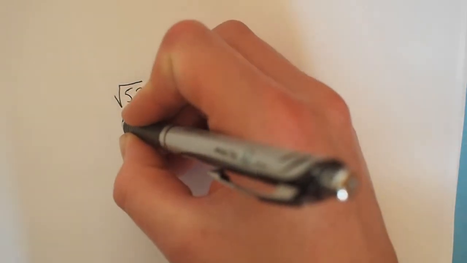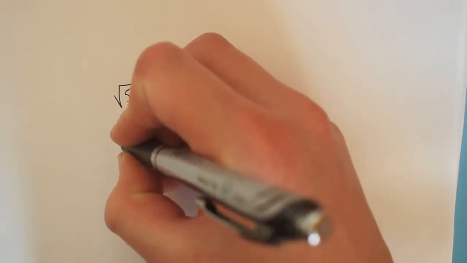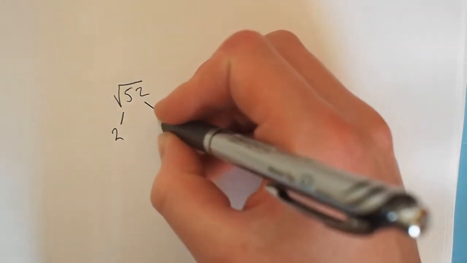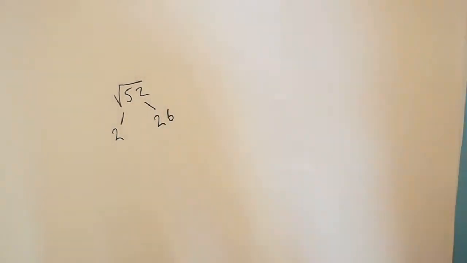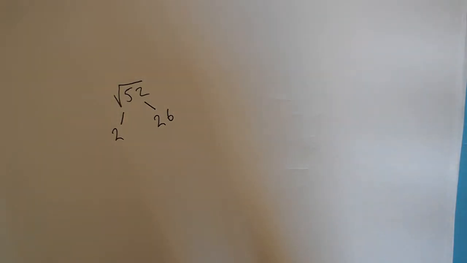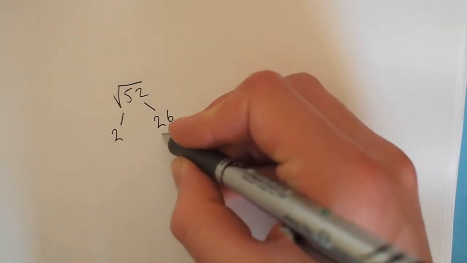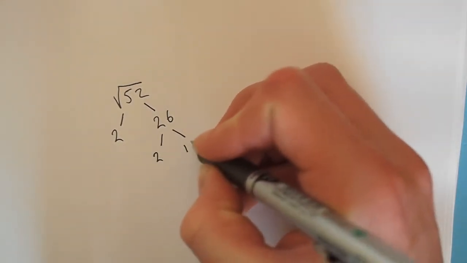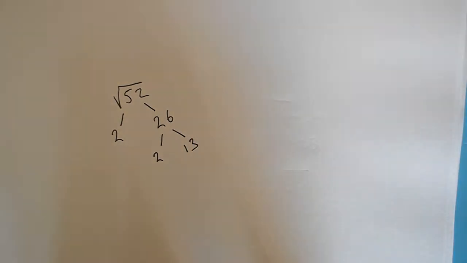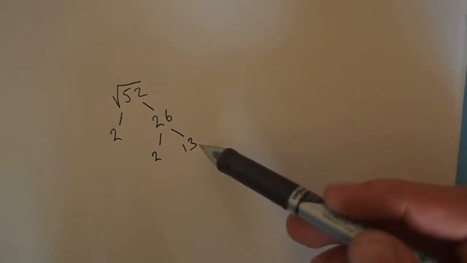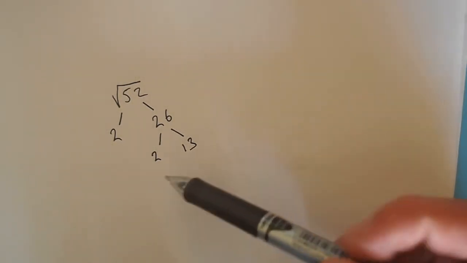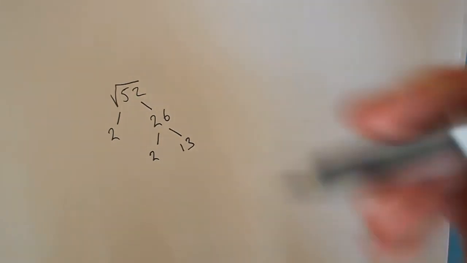So let's divide it by 2 to start with. 52, half of that is 26. We haven't got any square numbers here. Let's do 2 and 13. So it comes to the same dilemma as we had in the previous video. We can't really factorise this into anything more apart from 13 and 1. This can't factorise into anything.